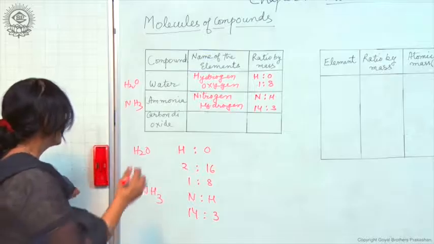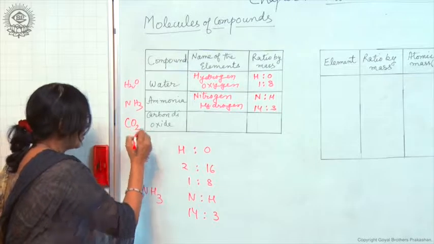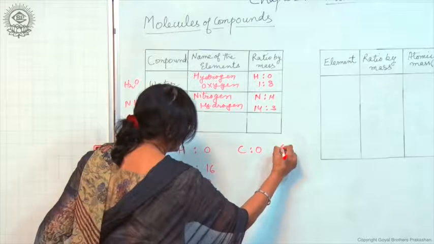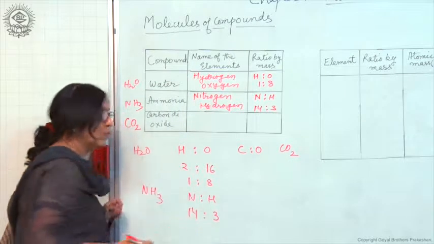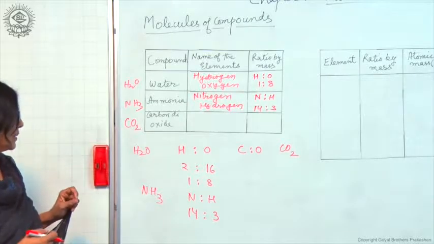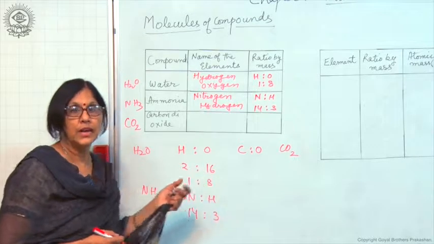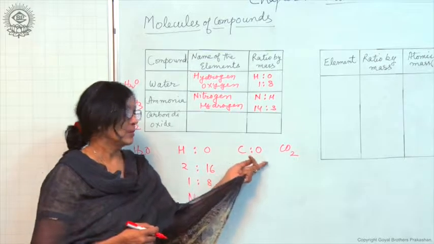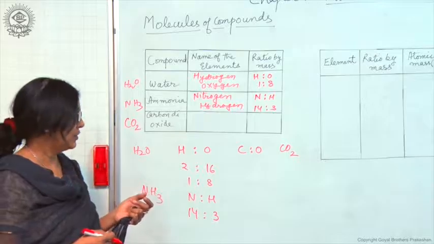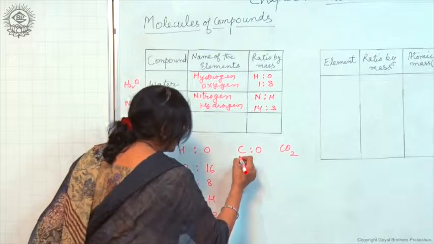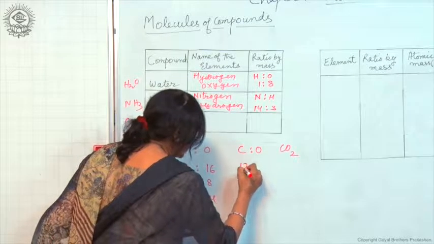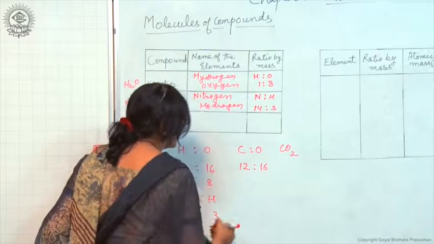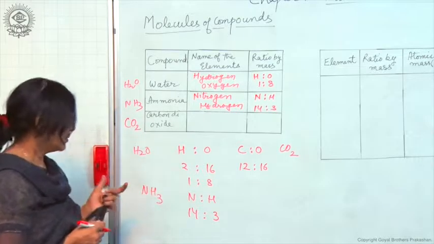Take the case of carbon dioxide. Let us find out the ratio of carbon to oxygen atoms present in a carbon dioxide molecule. You should know the atomic mass of carbon and oxygen for this. So, the atomic mass of carbon is 12 U and that of oxygen is 16 U. So, what is the ratio?